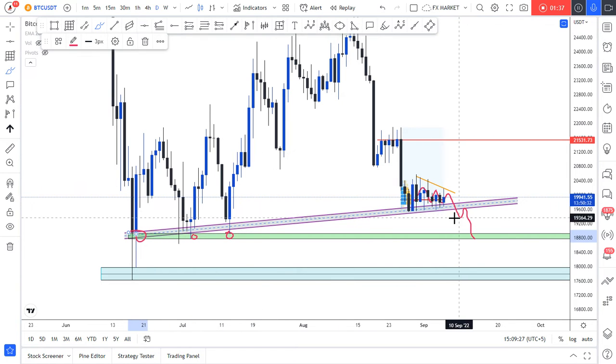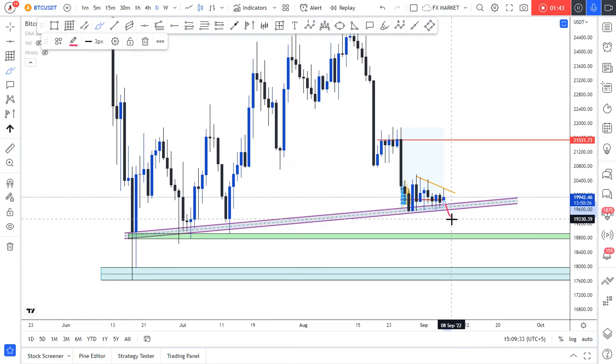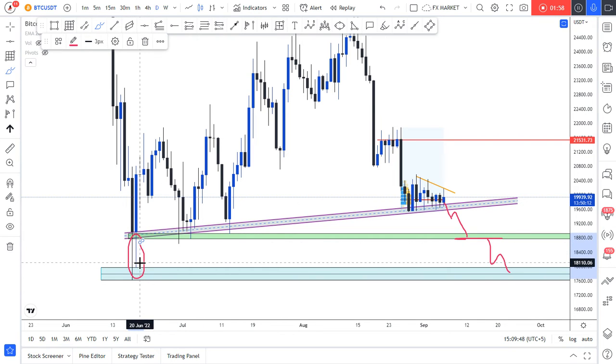So here in the daily time frame, price is bearish. We can see that if price breaks this trend line, the price will drop to its support area of 18,000, and then if it breaks this support, price will come towards the low of 18 to 20 June, fill this week, drop toward this support area and hold this level.